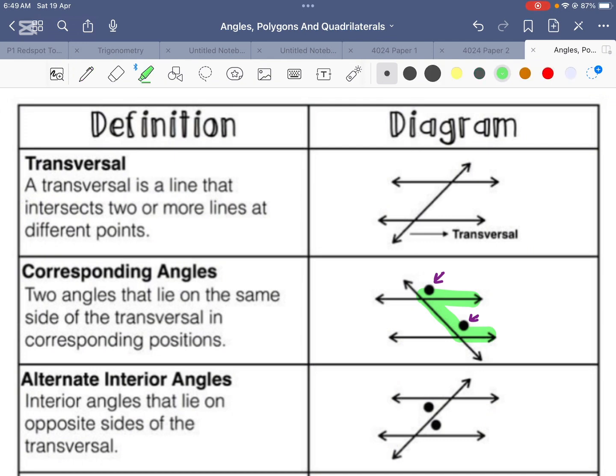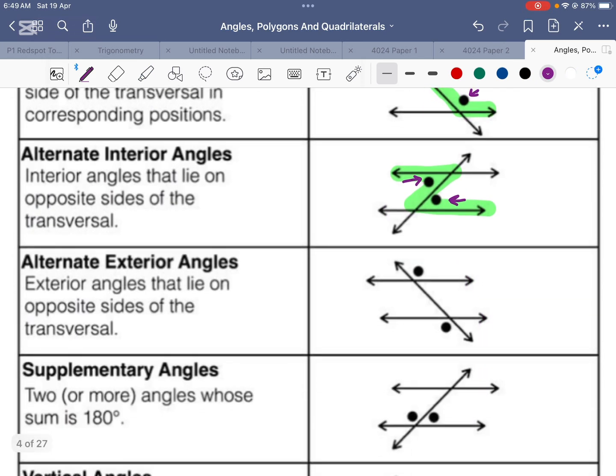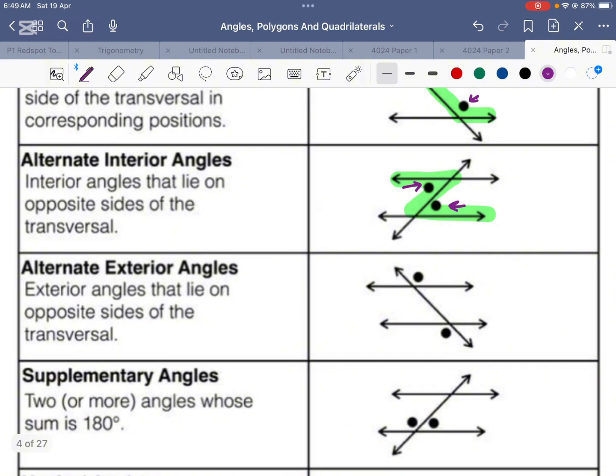Alternate angles, they form a Z. One angle is here, other is here. Then we have alternate exterior angles. Again there is a Z and they are both on the opposite side, both are outside.